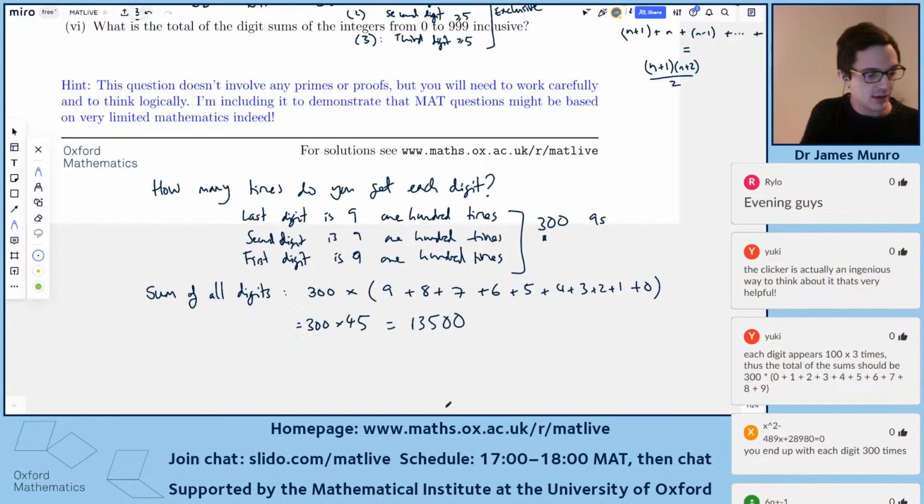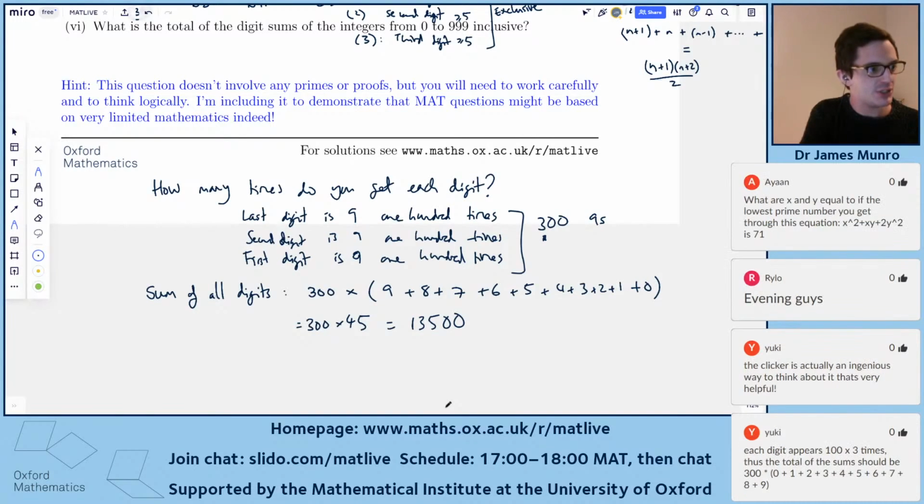Okay. What an unusual question. Why an x, y needs a low space through this equation? I don't know what that means at all. Something about prime numbers and some squares and the number 71. Okay.